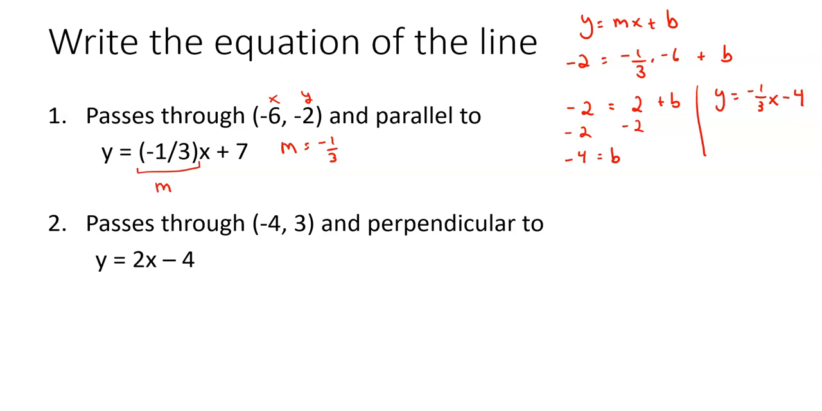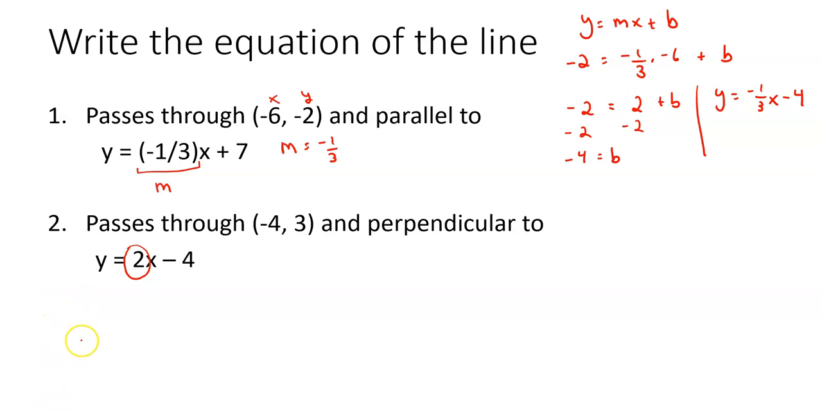All right, if you want to try and make sure it really does go through negative 6, negative 2, try it. You'll get 2 minus 4, which really is negative 2. All right, this second one, last example for this section, passes through that point, negative 4, 3. This one's perpendicular to y equals 2x minus 4. So if this is the slope of the one line, I want the slope of a line that's perpendicular to that. So we said opposite reciprocal.